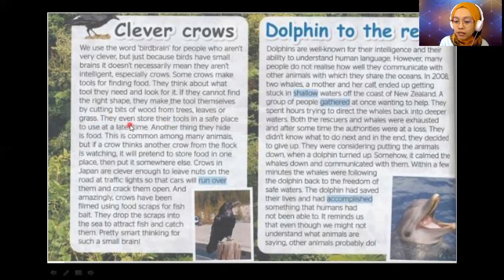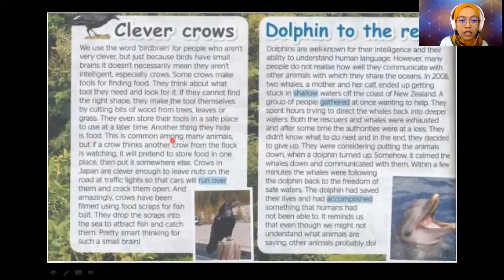So dia ni bukan saja buat, dia boleh simpan. Store means dia simpan dia punya tool dekat safe place, tempat yang selamat, to use it at a later time, maksudnya masa lain lah. Another thing they hide is food. Benda lain yang dia sorokkan adalah makanan.